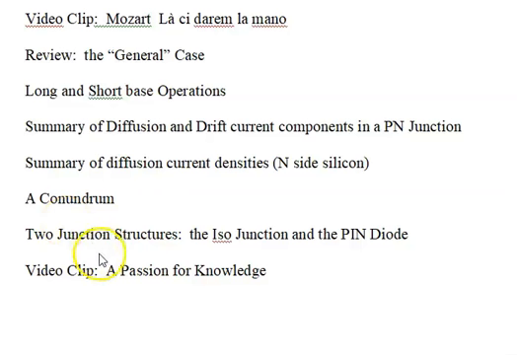And then finally, we'll be looking at our first two junction structures, two junctions, and three separate components. We'll be looking at the iso junction, which is not terribly practical. I don't know of any practical applications for the iso junction. But then we'll be looking at the pin diode, two junctions. There's a junction between the P and the I, and there's a junction between the I and the N, and there's three slabs: 1, 2, 3. P silicon, intrinsic silicon, and N silicon.